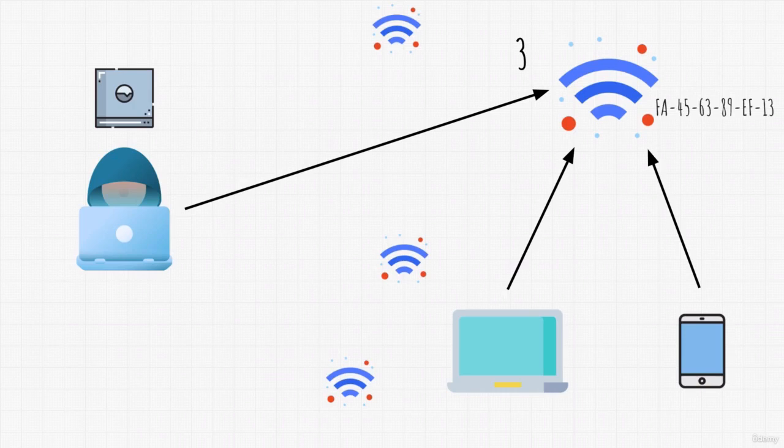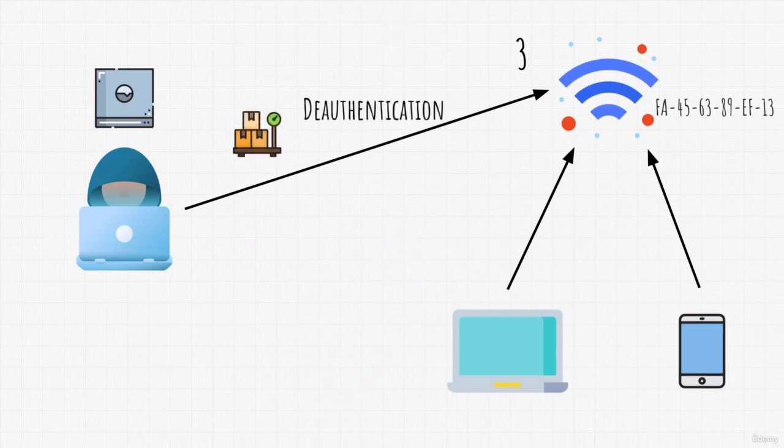So, are we going to just sit there and wait for someone to connect? Well, of course not. We're going to perform a different type of attack to kick everyone off of the Wi-Fi, and that is called the deauthentication attack. Once we send the deauthentication packets, this will disconnect every device that was previously connected to that access point.